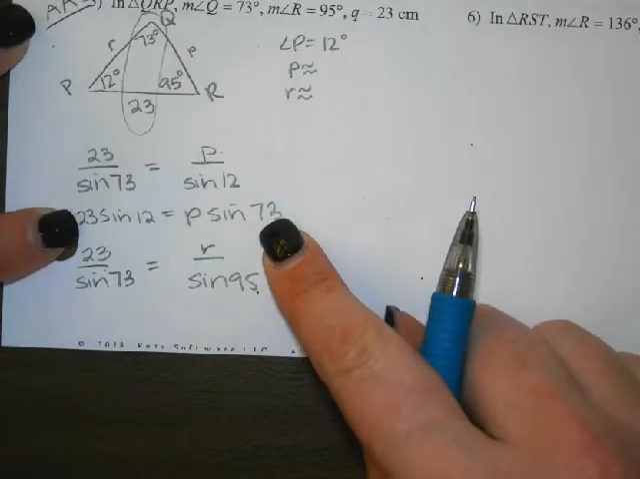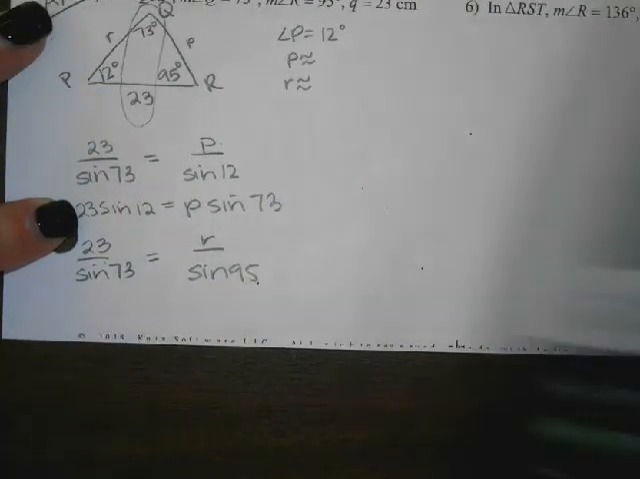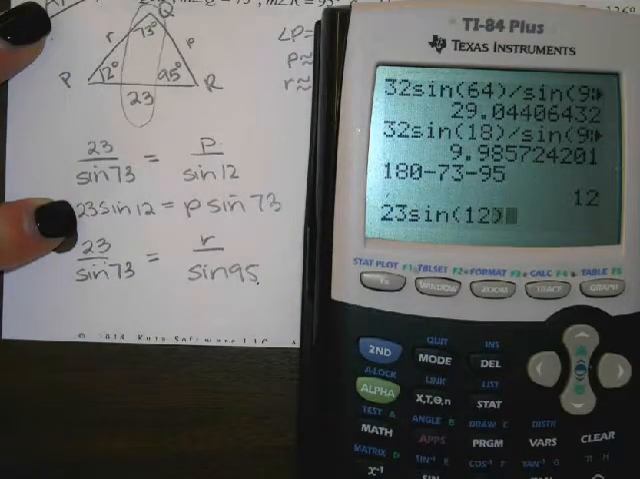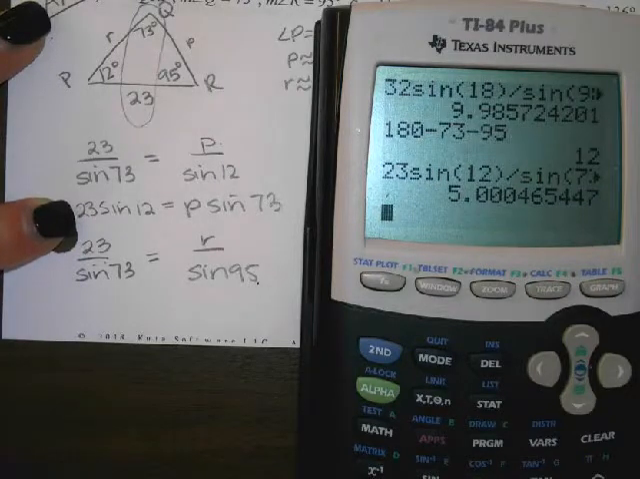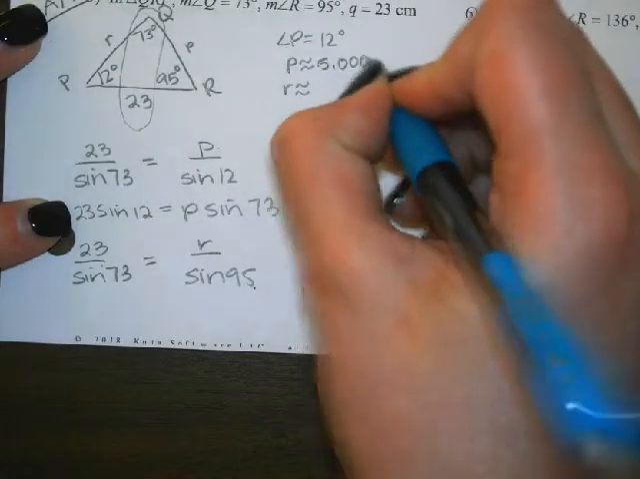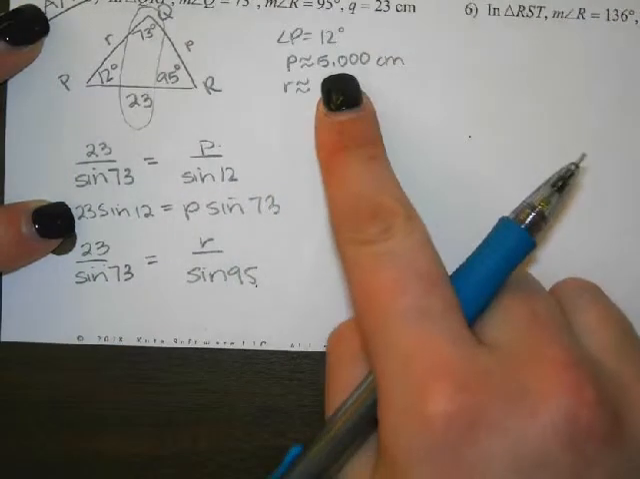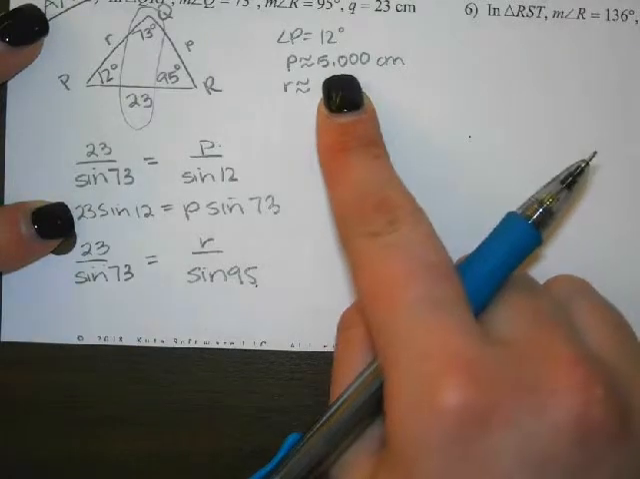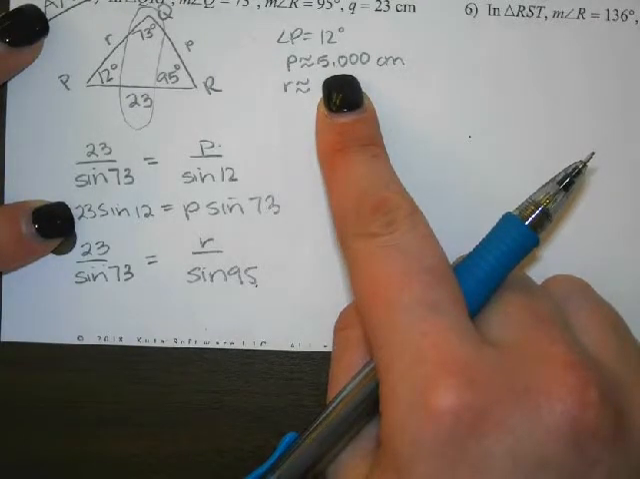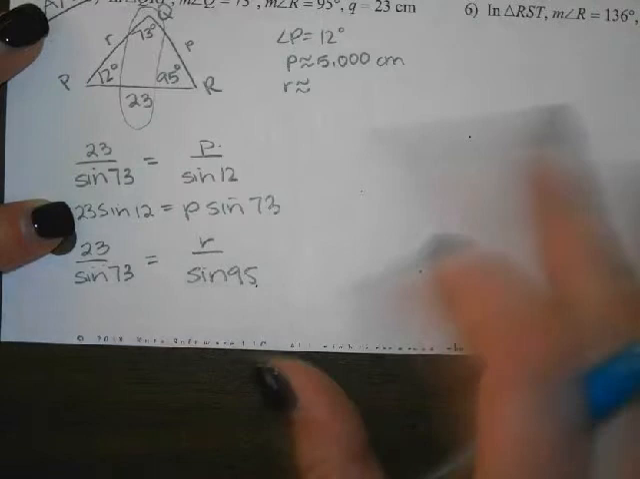And what am I going to do to solve for P? Yeah, divide the sine 73 over. Okay, so that means that P is 5.000. Why didn't I just write 5? Because I rounded it. Yep. So this is me telling the person who's looking at my paper, I rounded it. It happened to be a 0.000, but that doesn't mean it was just the whole number 5. I definitely cut off some decimals to be able to write that down.